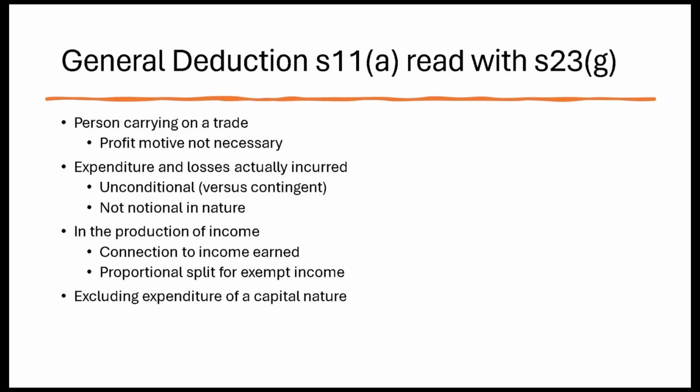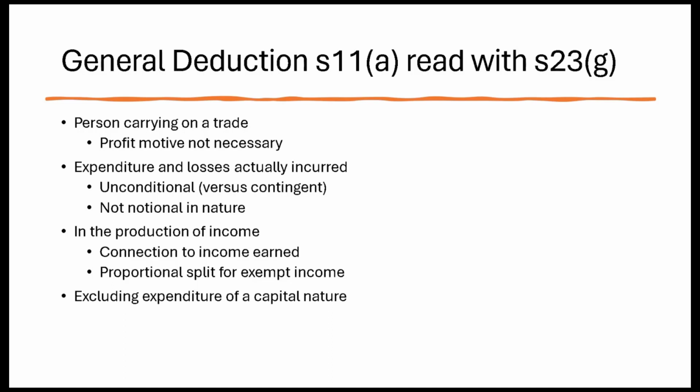Okay? And it has to be linked to the production of income. As I said earlier, I've got a laptop. If I use my laptop 50% for this and 50% for something else, only the portion that I'm using in the production of income can I claim as a deduction. Even if it falls below the 10,000 Rand threshold, only the portion that relates to the production of income can I claim as a deduction. Anything else, I cannot claim as a deduction.